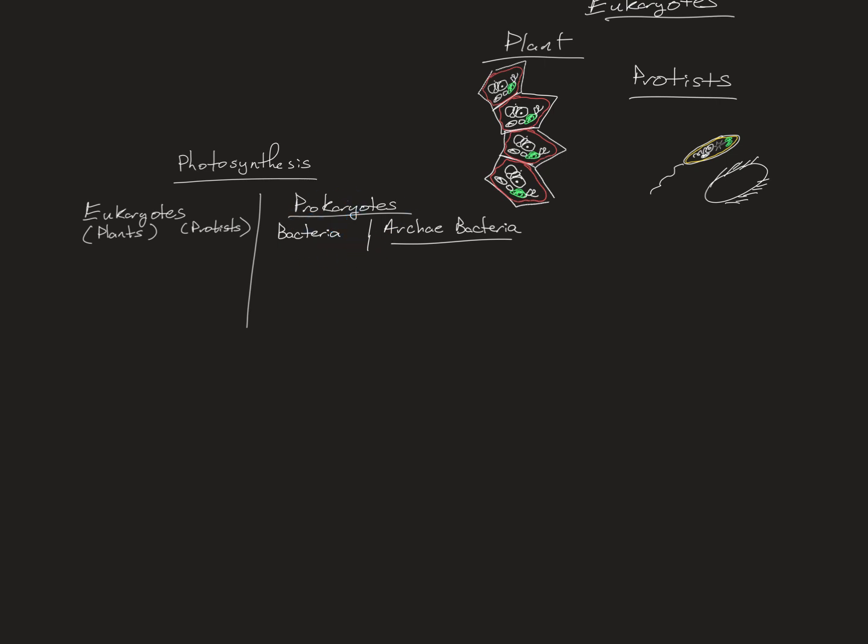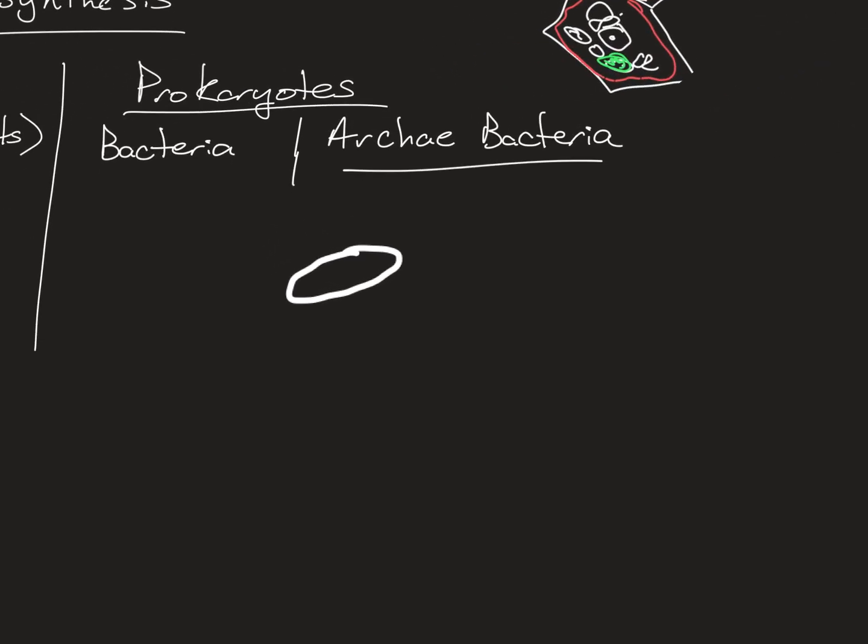But they can still do photosynthesis. They just do it across their membrane. They use their actual membrane to do photosynthesis. They don't have chloroplasts. Is that clear? They do photosynthesis within their cell.